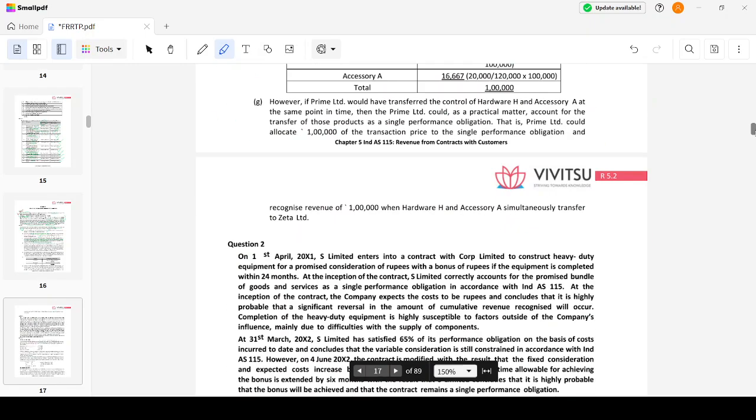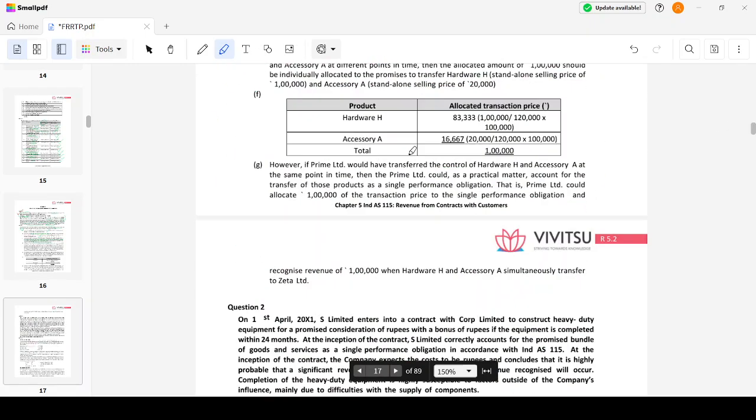The second conclusion is the amount of discount to be allocated. Let's move directly to that. Here a 20,000 discount is there. So 1 lakh divided by 1 lakh 20,000, into the 1 lakh price, that is, the consideration of this obligation divided by the total standalone price, gives the transaction price. The rest of the amount will be known as discount. Here, for H, it is a discount of 16,667. For A, it will be around 3,000 odd.